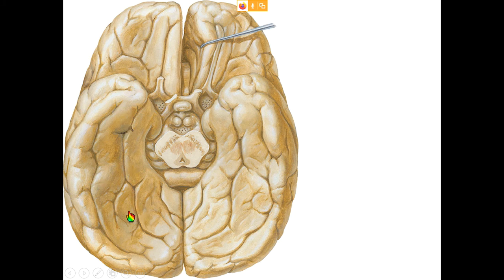So on this tentorial surface of the cerebrum, we can identify two sulci called antero-posterior sulci, meaning they extend from anterior to posterior. They are the occipitotemporal and collateral sulcus. Here you can identify the occipitotemporal, and here the collateral sulcus. These two sulci divide this tentorial surface of the cerebrum into three gyri.